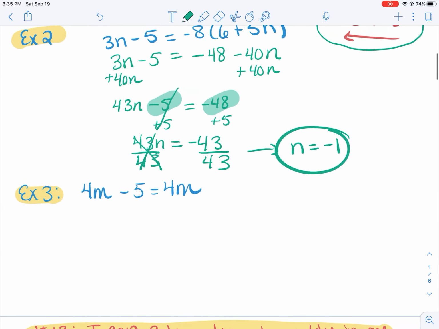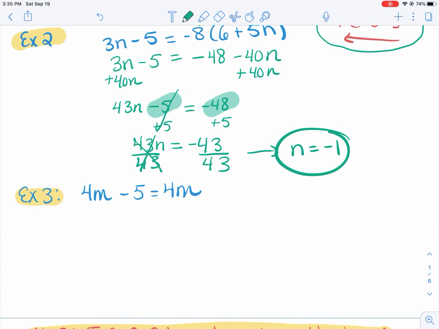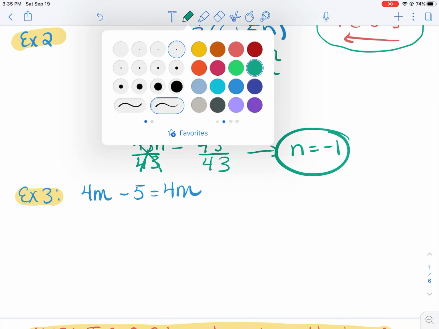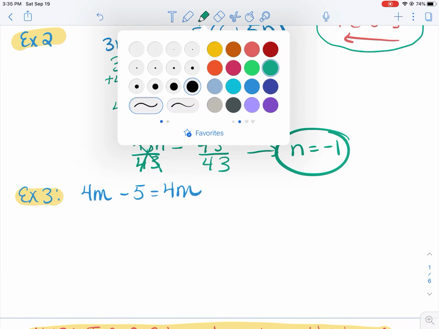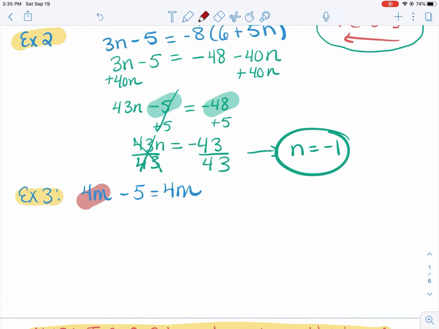Let's do one more here that's a little trickier. 4m minus 5 is equal to 4m. If you look closely here, you might notice that these are exactly the same, right? And they're on opposing sides of the equal sign. So when we walk through our steps, there's nothing to distribute. There's nothing to combine on the same side of the equal sign. Let's combine these two things on opposite sides.